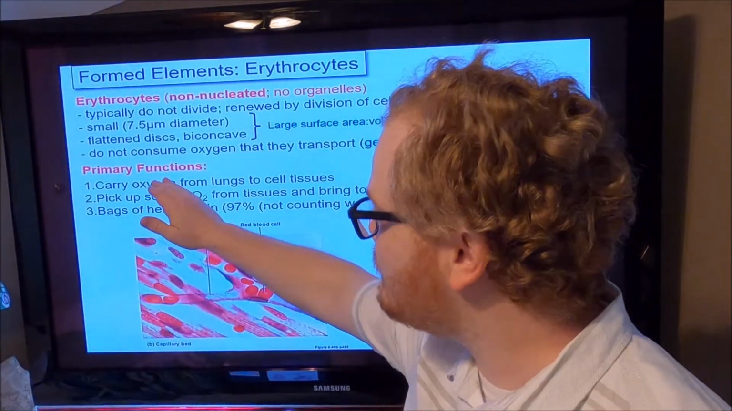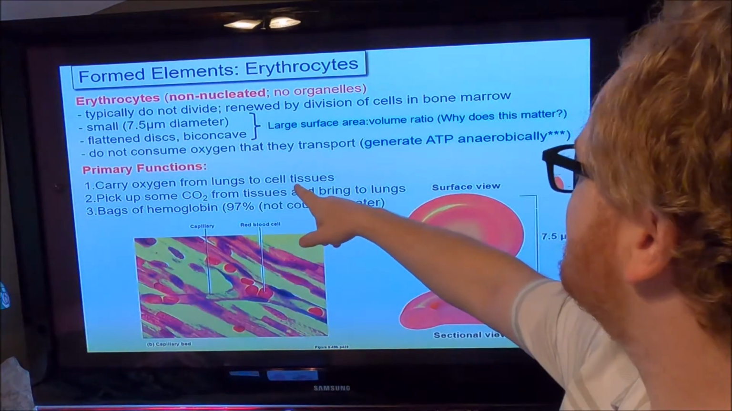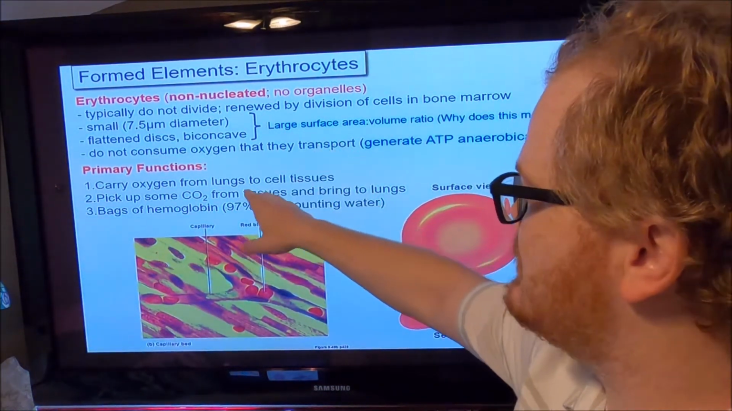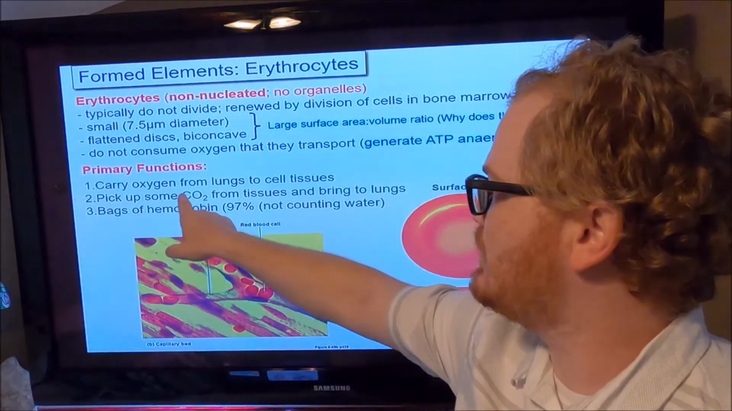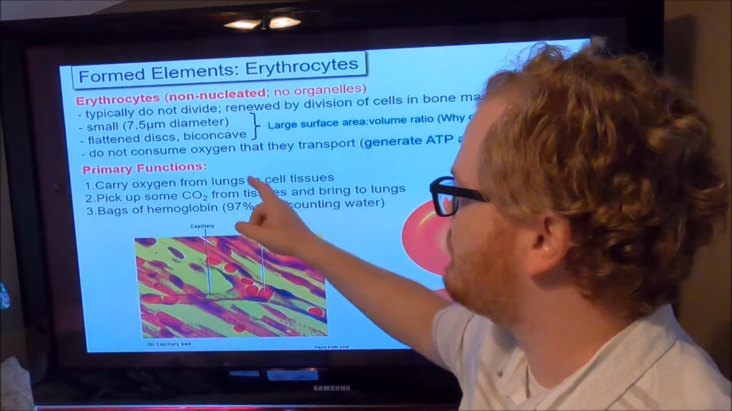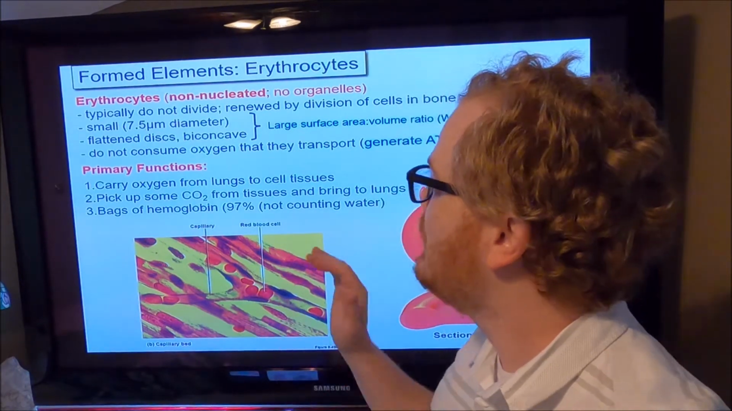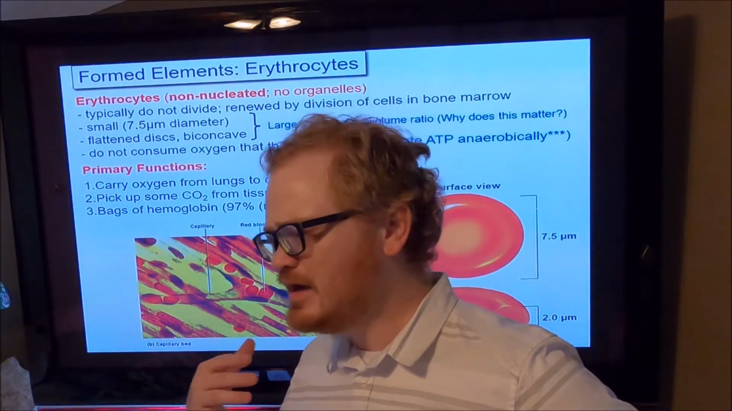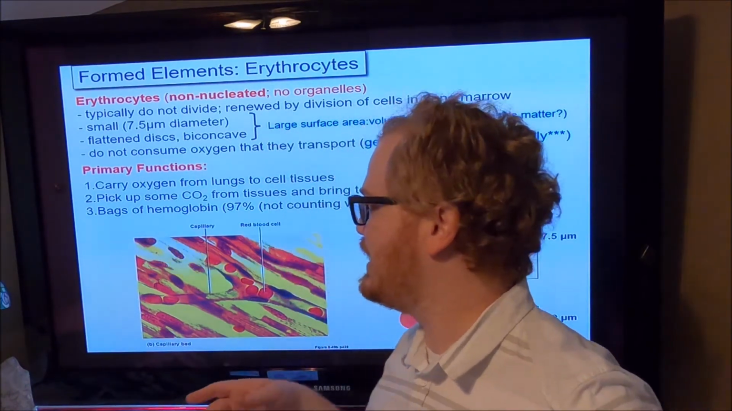So the primary functions of our red blood cells, there's a few more things to talk about here. The primary function of our red blood cells is to carry oxygen from the lungs to the tissues, absolutely factual. They will pick up a small amount of carbon dioxide and carry that back to the lungs. Again, most of the carbon dioxide is carried in the plasma.